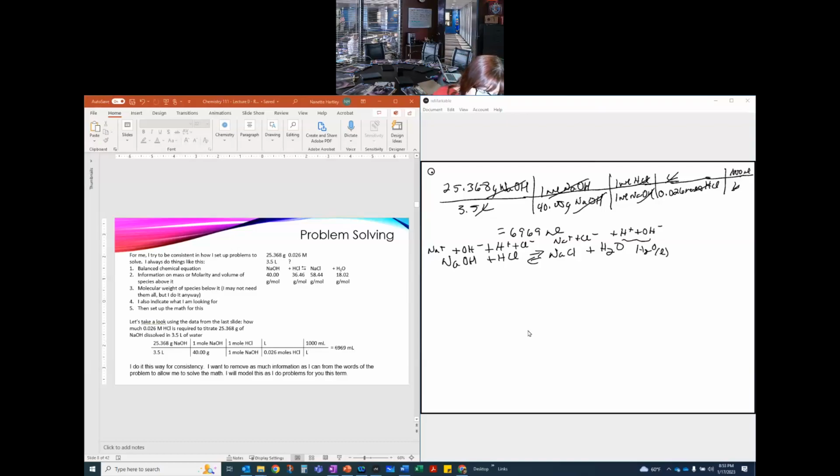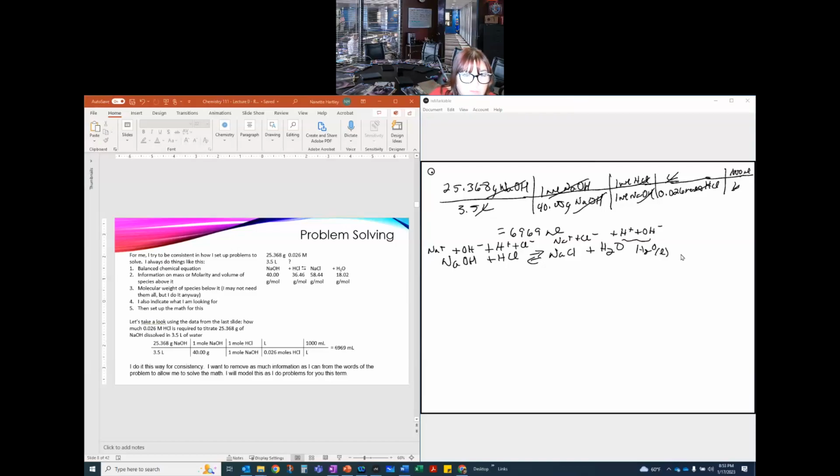When we do this, this is a double displacement reaction. So the cation from the first species, the Na, goes with the anion from the second species, the Cl minus from the HCl. So this Na plus here goes with the Cl minus there, and the H plus here goes with the OH minus there. So that's how we get our products on the other side.